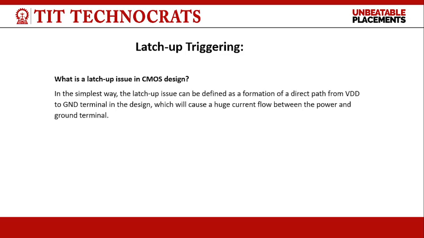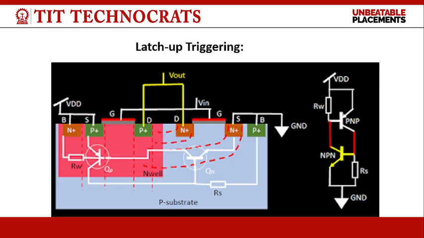Now the next step we are going to discuss is latch up triggering. What is latch up triggering in CMOS, and what is the latch up issue in CMOS design? In the simplest way, the latch up issue can be defined as the formation of a direct path from the VDD supply terminal to the ground supply terminal in the design, which will cause huge current flow between the two power rails. This creates a short circuit path between supply VDD and ground terminals, and this is the main issue called the latch up issue in CMOS.